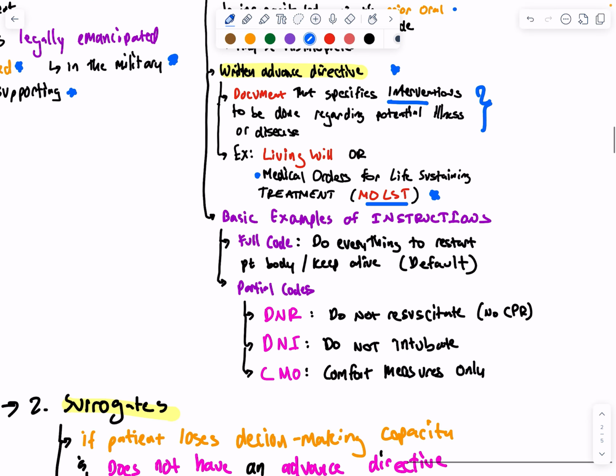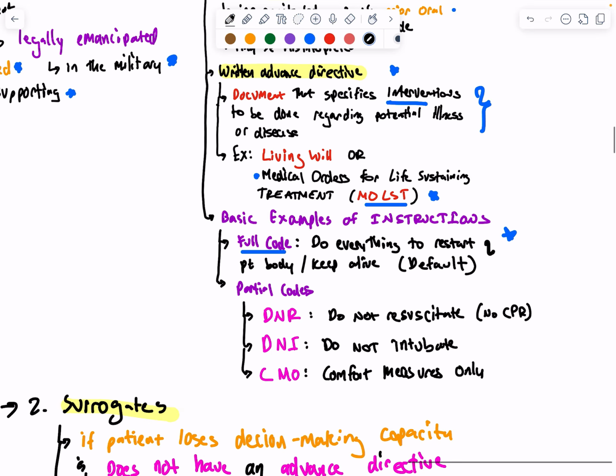So in the hospital setting, when somebody's coming in and they're going to be admitted to the hospital, it is standard practice to get them to have their advanced directives on file. So the first sort of default one is full code, and full code means that you need to do everything to restart the patient's body and keep them alive. That's the default, full code.